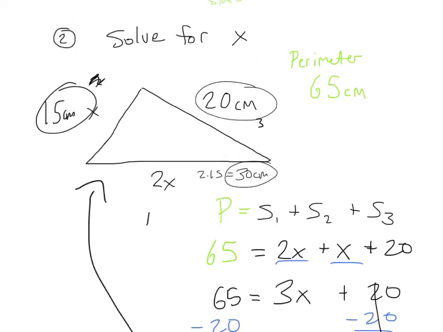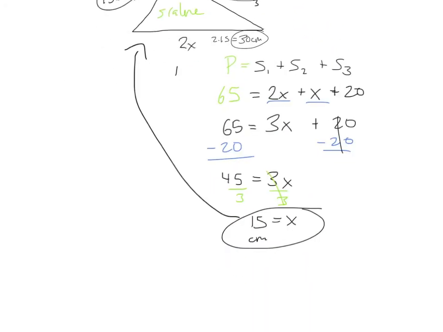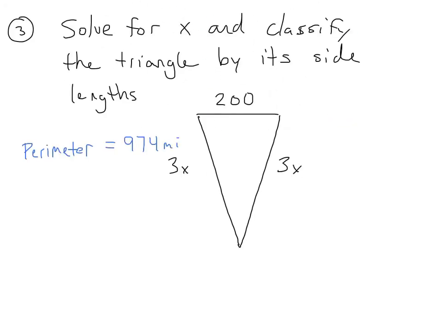And then lastly, we could kind of name the triangle, or at least say what type it is. If this is 15, this is 30, and that's 20, then we know it's a scalene triangle because it has no congruent sides. All right, so I want you to pause the video and try this problem. Solve for x, then classify the triangle by its side length. I give you the perimeter, now just find x.